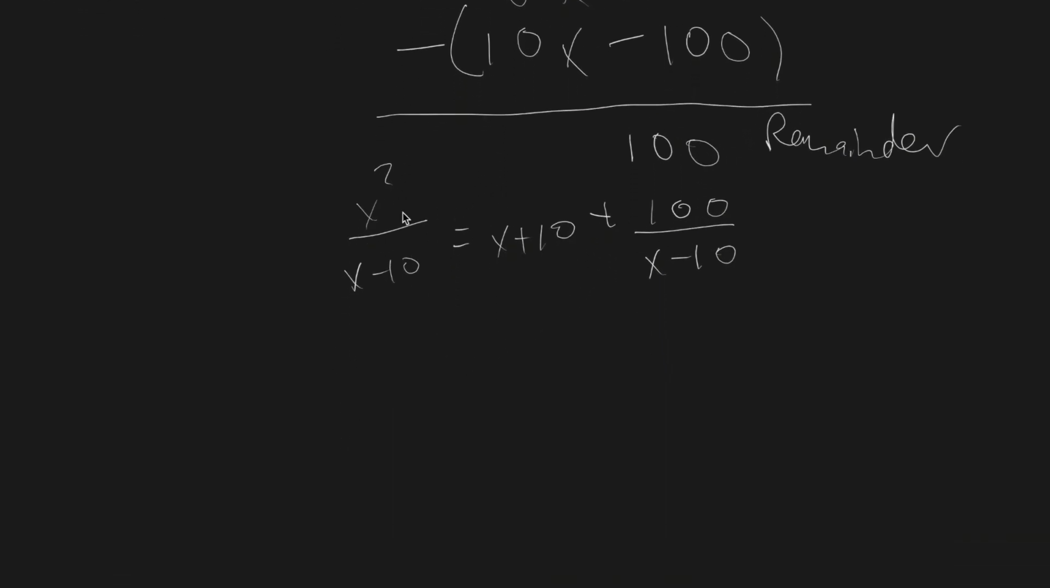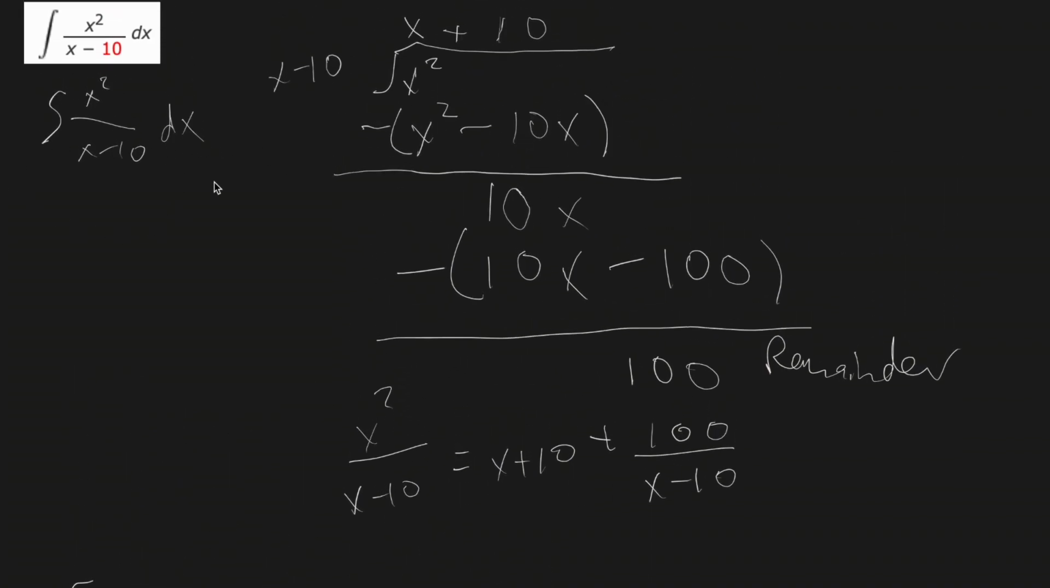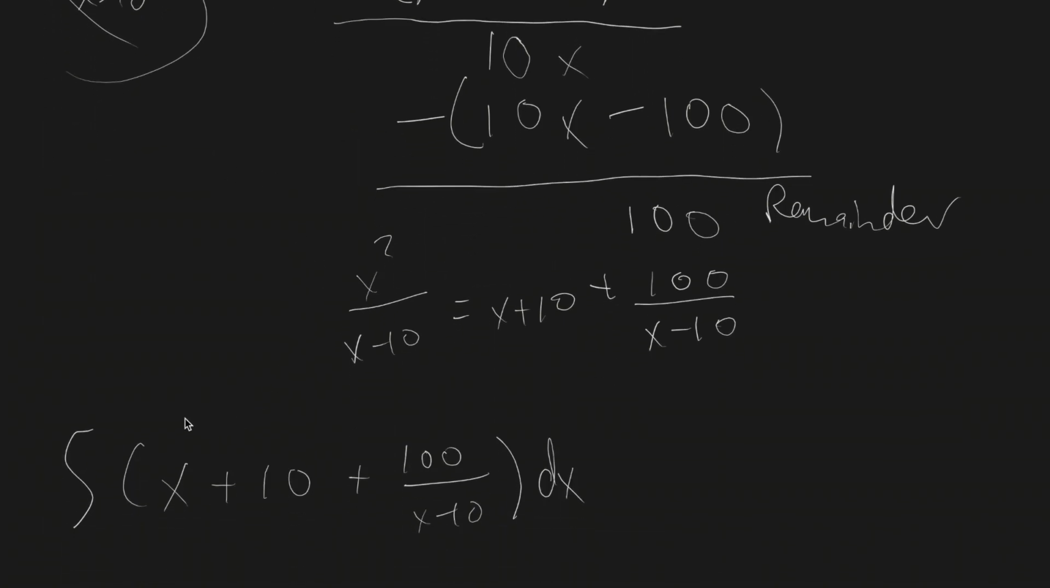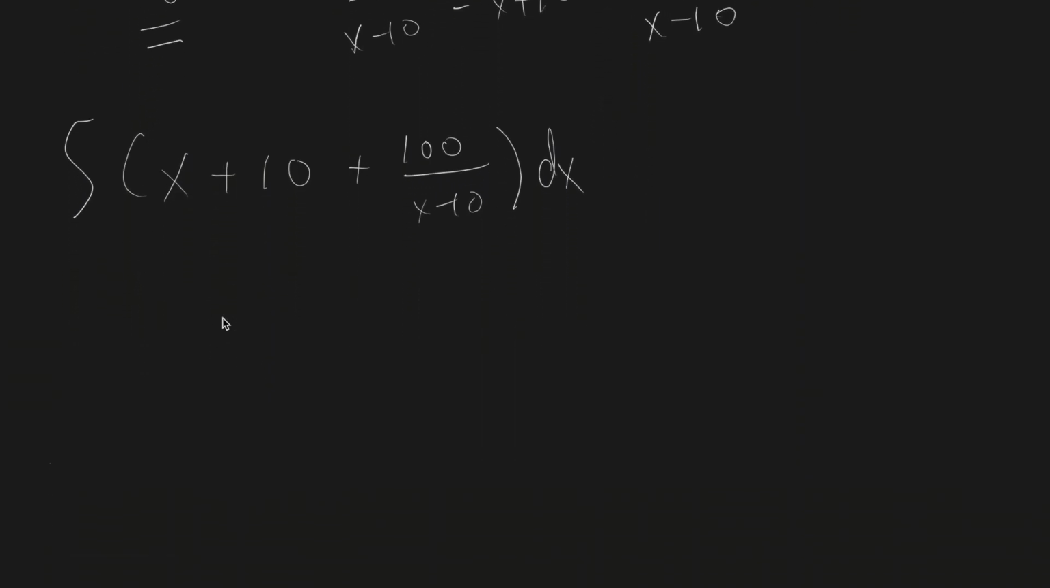Now recognize, since these are equal, instead of integrating this, we can integrate this. So our integral becomes, and remember, this is equal to what we had before. This equals that. They're equal. And recognize how this is much, much easier to integrate than what we had before.